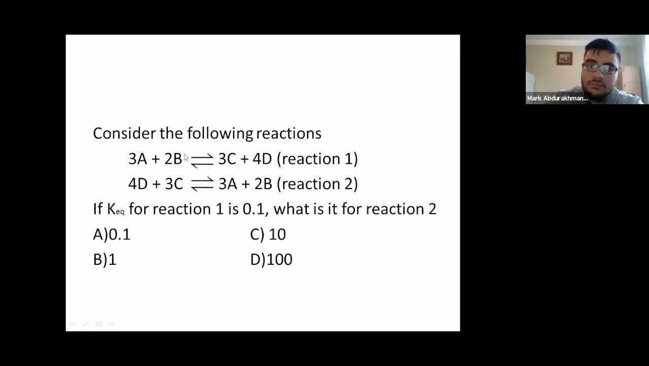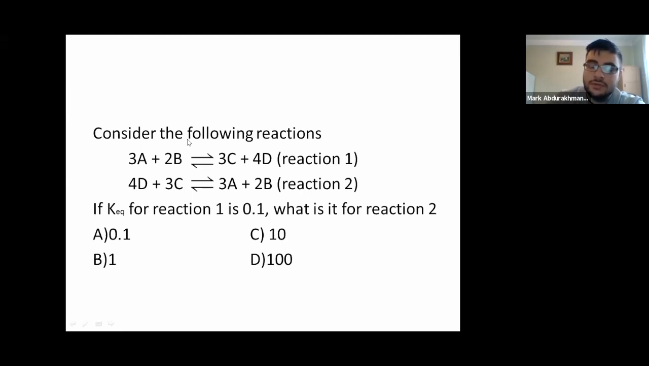0.1. That means there's 10 times more reactants, A and B, than there was C and D. So if you reverse the reaction, nothing has changed. There's still 10 times more A and B than there is C and D, except now it's products over reactants, 10 over 1 rather than 1 over 10. Okay? Is that clear?